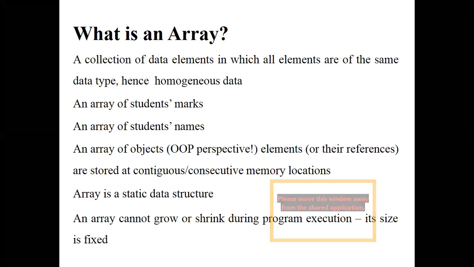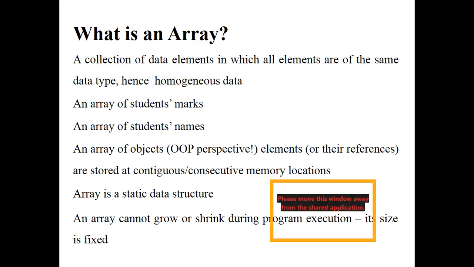An array is a collection of data elements in which all elements have the same data type, for example, integer type or character type. Hence it is homogeneous data, having similar data types, like 1, 2, 3, marks of the students, ages of the students, or names of the students.